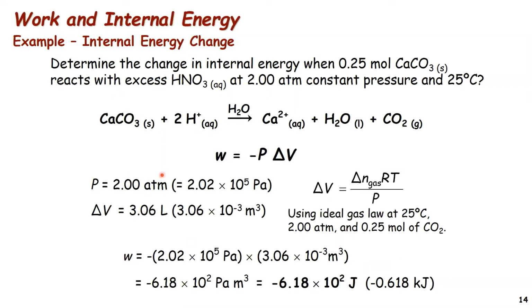And you should know these conversions already. 1 atmosphere is equal to 101,325 Pascal, or 101.3 kilopascal. And then, of course, going from liters to cubic meters. The only conversion I know is 1 milliliter equals 1 cubic centimeter. So I'd have to take this to milliliters, convert the milliliters to cubic centimeters, and then the cubic centimeters to meters.